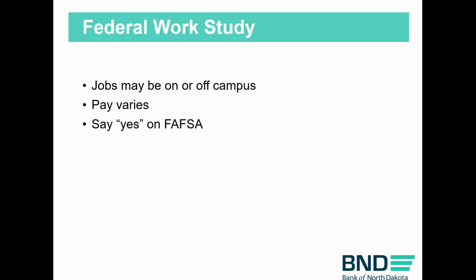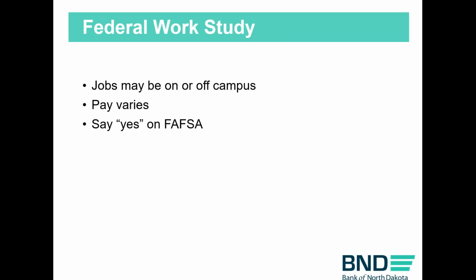All right, so another type of financial aid is federal work study. Federal work study is a financial aid program that allows students to work and earn a paycheck based off an award that they get through the FAFSA. So federal work study will allow students to work on campus. Typically, it's around 10 hours a week.